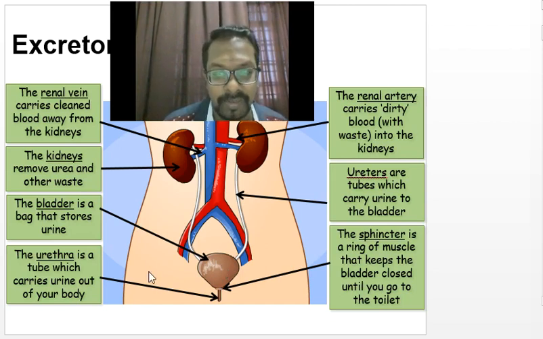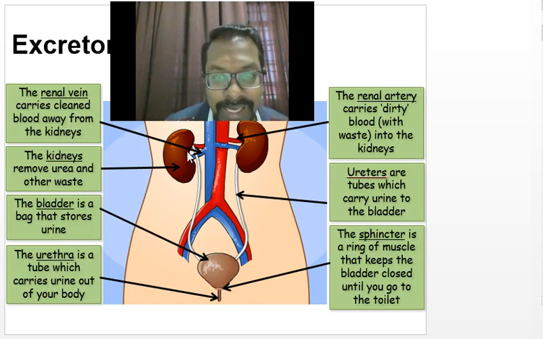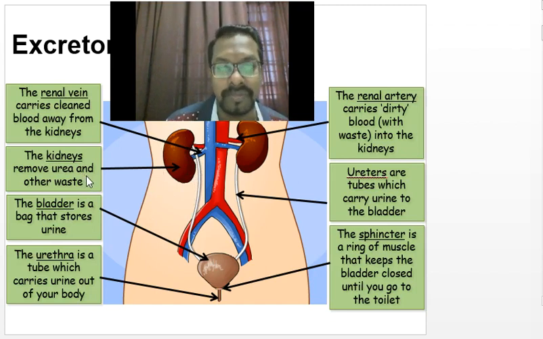Then you will have the urethra, which is a tube which carries urine out of your body. And then we have the bladder. It's a bag that stores urine. When it's full, that's the time you hold it. And here we have the kidney, which removes the urea and other waste.